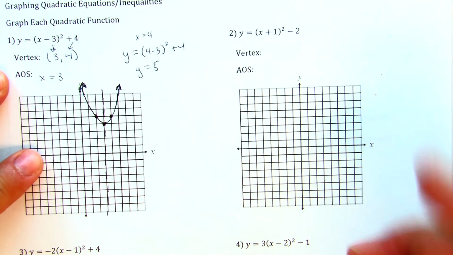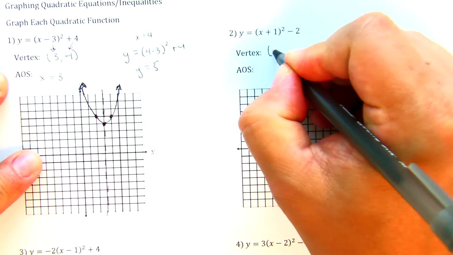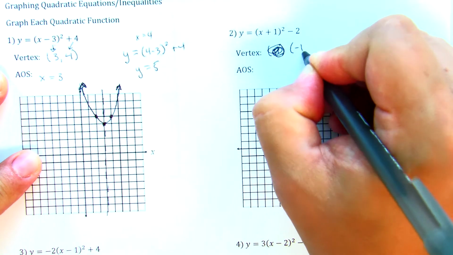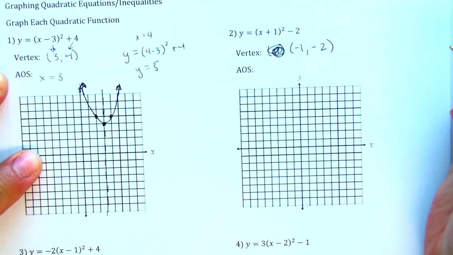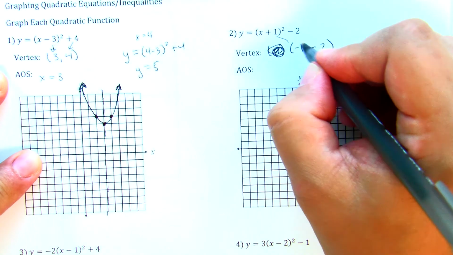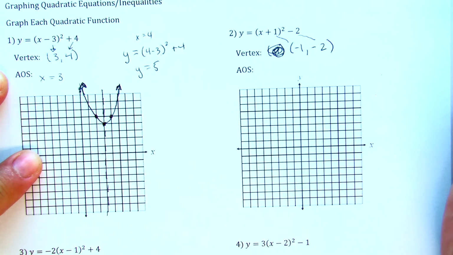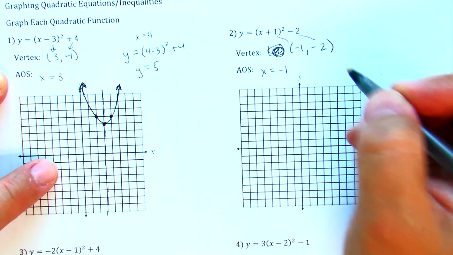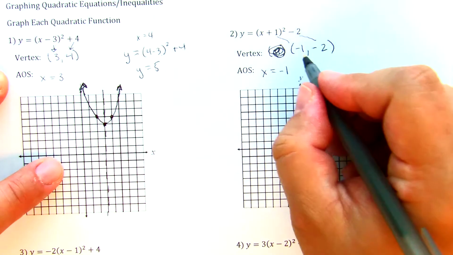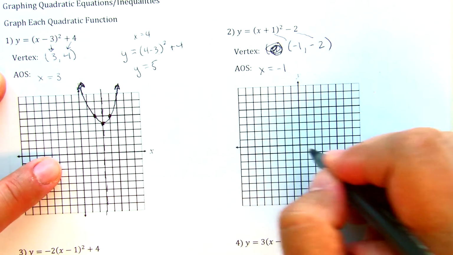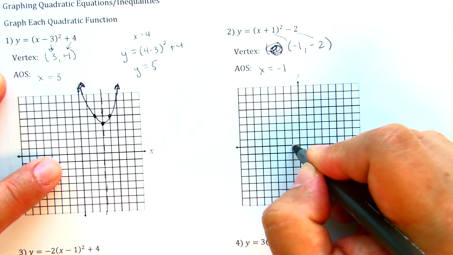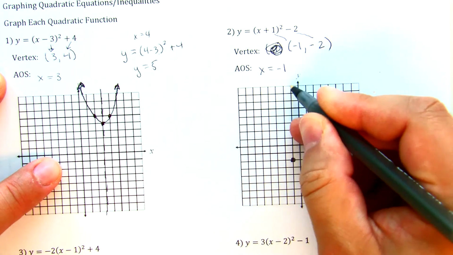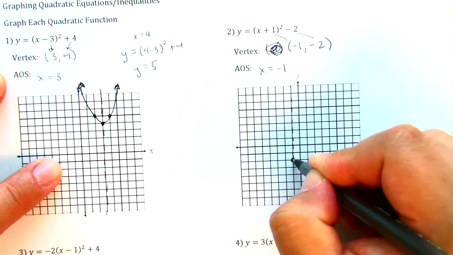Let's look at number 2 here. My vertex is going to be at negative 1, negative 2. All right? This gives me negative 1. This gives me negative 2. Which means my axis of symmetry is going to be at x equals negative 1. It always runs vertically through the vertex. All right, so negative 1, negative 2. There's my vertex. Here's my axis of symmetry.